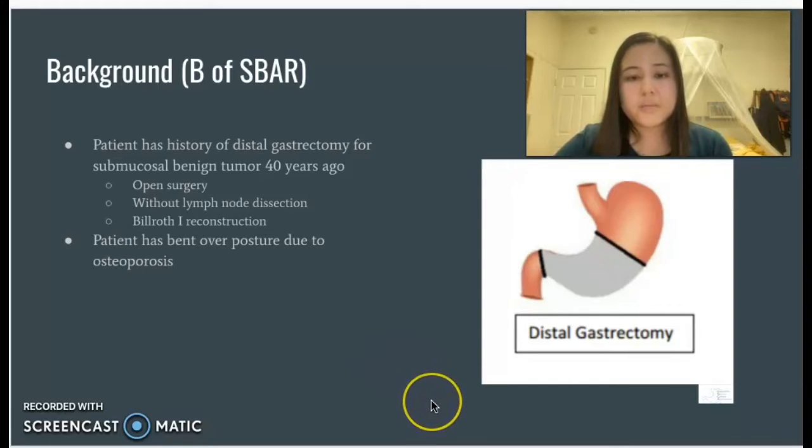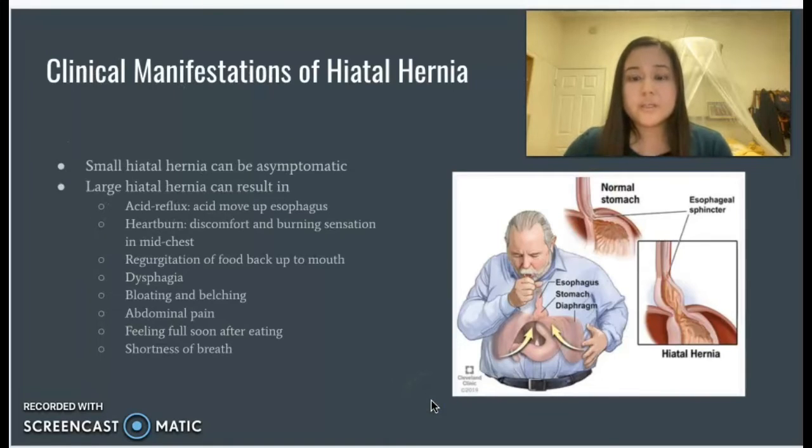Now, for common clinical manifestations of hiatal hernia, for small cases of hiatal hernia, patients are mostly asymptomatic. Most of the time, providers find that the patient has a hiatal hernia while doing a procedure like an upper endoscopy for a different condition. But for large hiatal hernias, there can be symptoms such as acid reflux, so acid moving back up the esophagus.